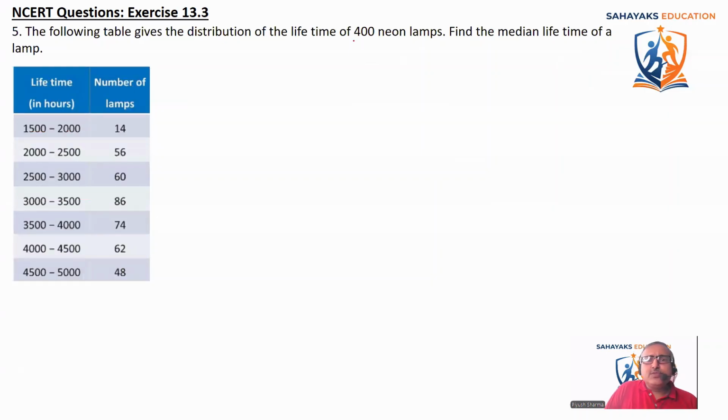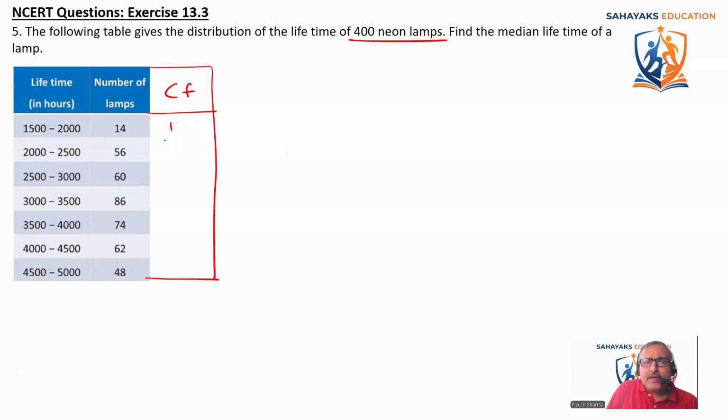The following table gives the distribution of lifetime of 400 neon lamps. Find the median life of the lamp. We have to find the median life. First of all, for finding the median, we have to find the cumulative frequency. So let's compute the cumulative frequency.